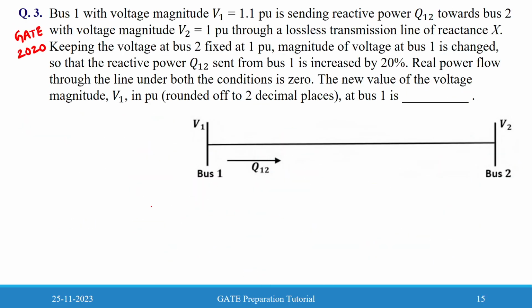Now the next problem, asked in GATE 2020: bus 1 with voltage magnitude 1.1 per unit is sending reactive power Q12 towards bus 2 with voltage magnitude 1 per unit through its lossless transmission line of reactance X, keeping the voltage at bus 2 fixed at 1 per unit. The magnitude of voltage at bus 1 is changed so that the reactive power sent from bus 1 is increased by 20%. Real power flow in the line under both conditions is 0. The new value of the voltage magnitude V1 in per unit at bus 1 is?